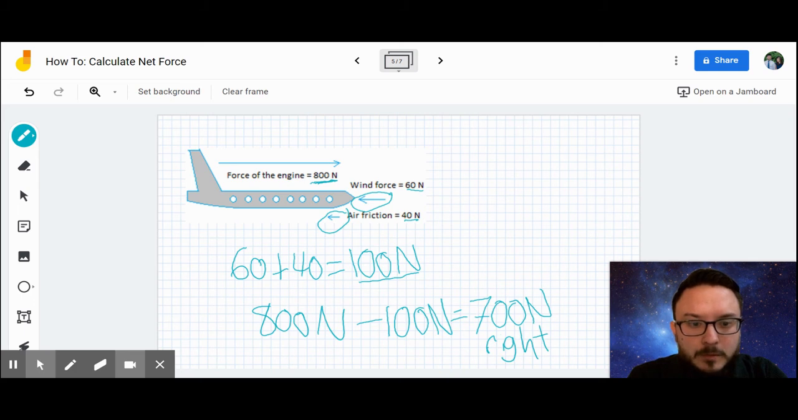So in general, when you're looking at these problems, if you see arrows pointing the same way, add them up. If you see arrows pointing in different ways, subtract them, and that's going to be your net force.